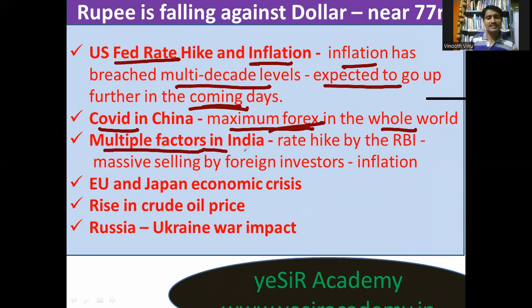So there are multiple factors in India also. RBI has hiked the repo rate. RBI has hiked the interest rate, repo rate, reverse repo rate. And also the cash reserve ratio, CRR, has been raised by RBI. Repo rate has also been raised by RBI. Therefore, these are all anti-inflationary measures.